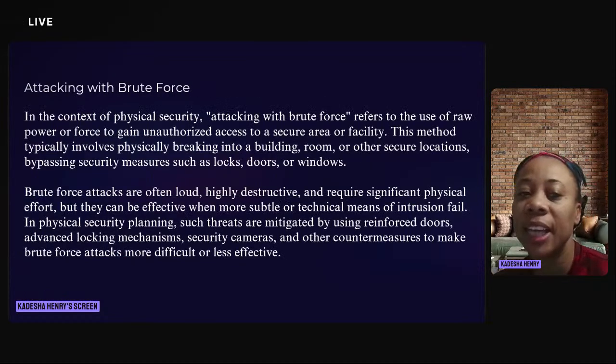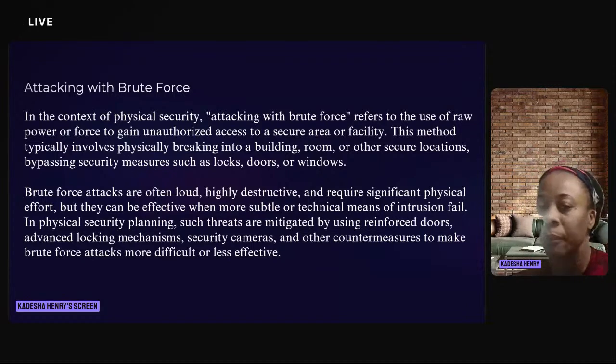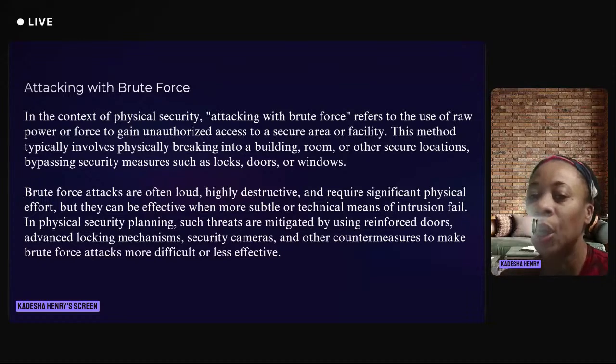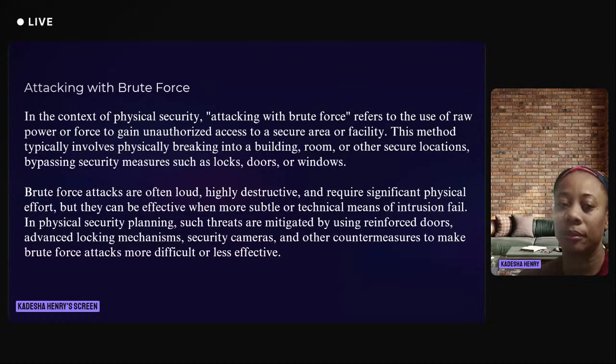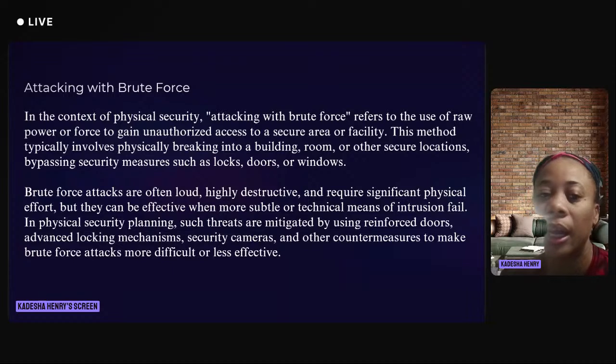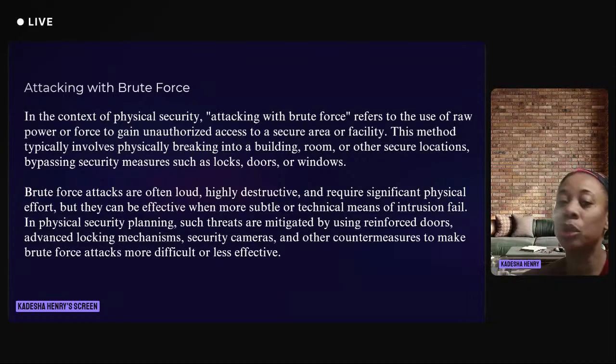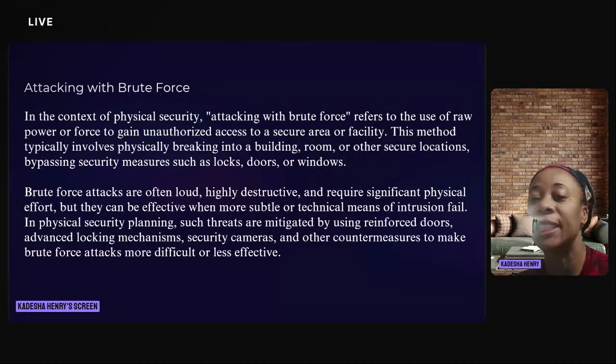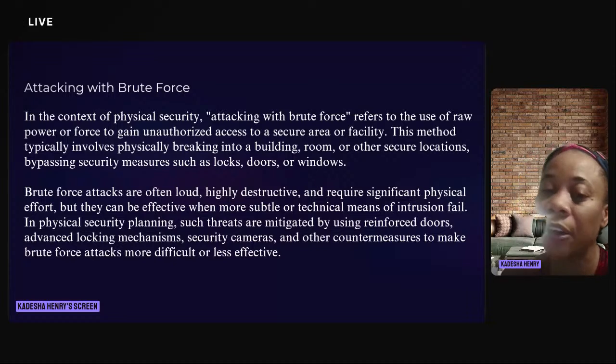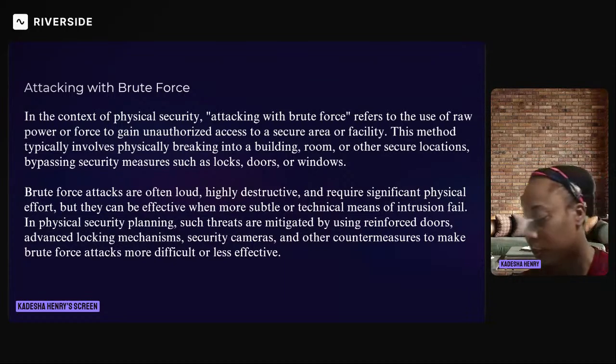So let's look at attacking with brute force in the context of physical security. Attacking with brute force mainly refers to the use of raw power or force to gain unauthorized access to a secure area of a facility.